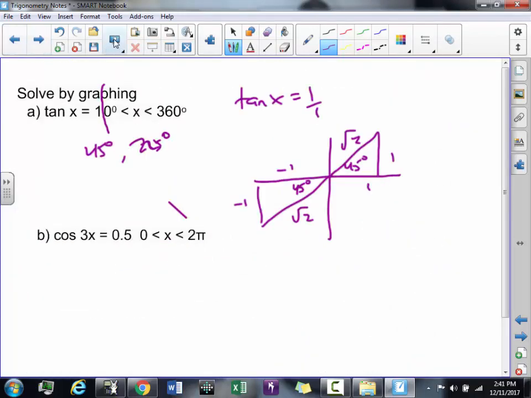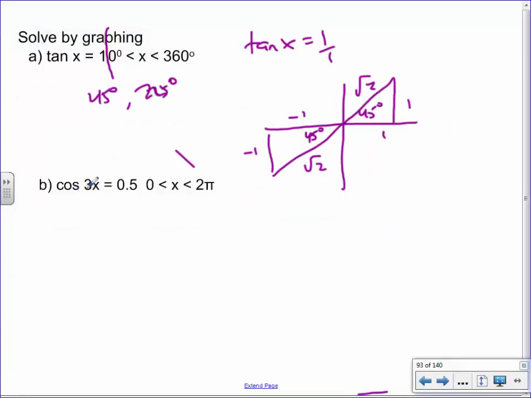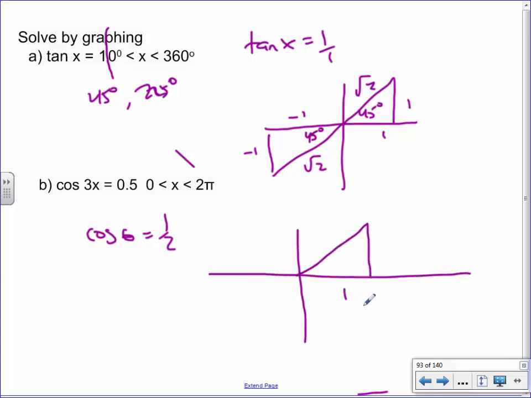If I were to ask you for this one right here, cosine of 3x equals 0.5. One option would be to say, well, ignore the 3x, just where is cosine equal to 1 over 2? And if you know your triangles, 1, 2, and root 3 is one of the triangles. So if I were to plot that out, the adjacent is 1, the hypotenuse is 2, the opposite would be root 3. What angle would go in that corner? Yeah, this one's a 60 degree.